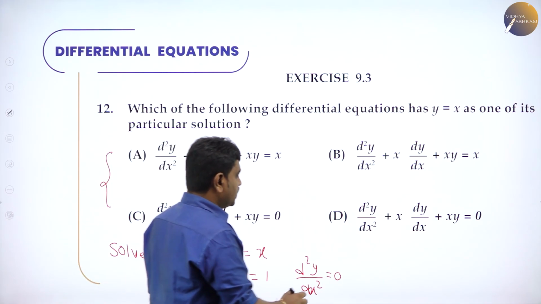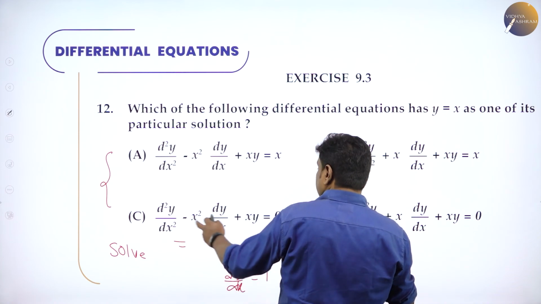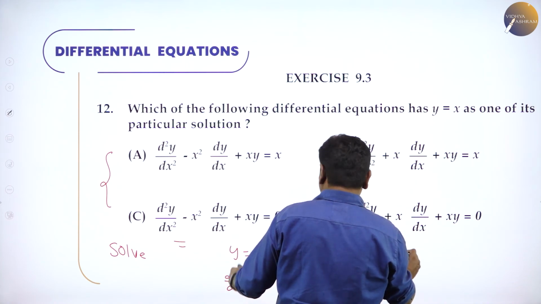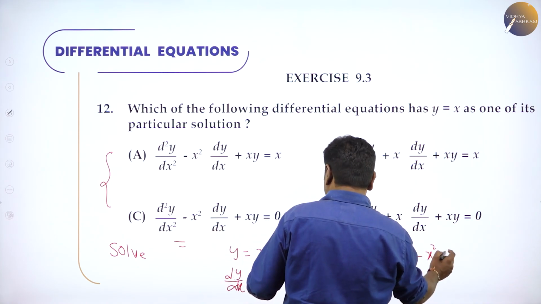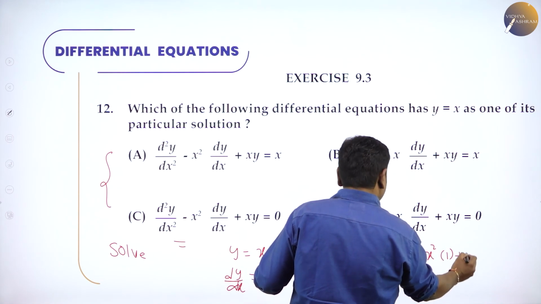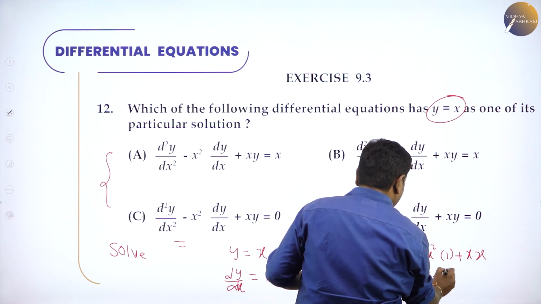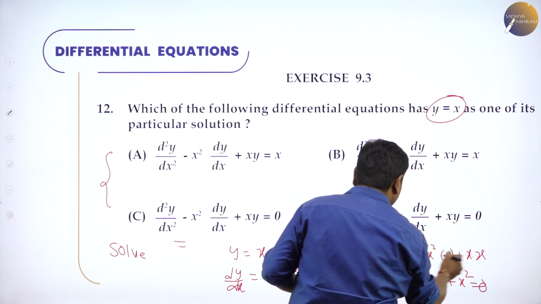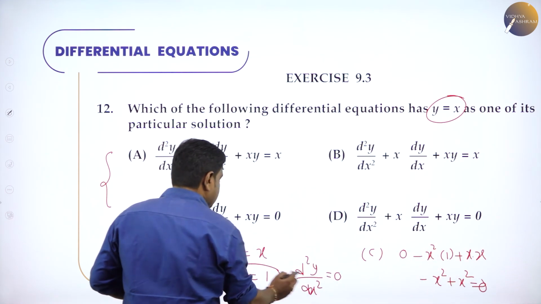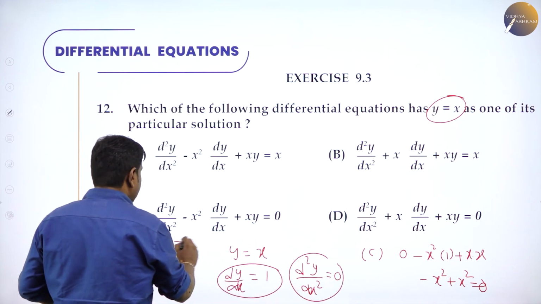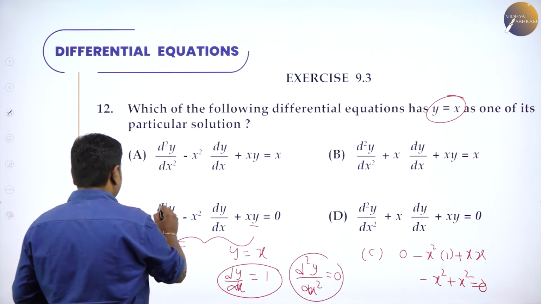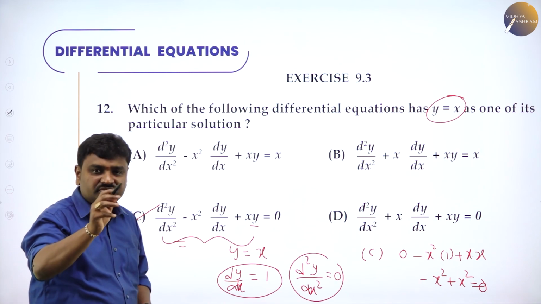I'll take option C and I'll substitute. Option C, what is LHS? d square y by dx square is 0, minus x square into dy by dx, which is 1, plus x into y. Y is the same as x. So minus x square plus x square is equal to 0. By method of substitution, first I got dy by dx, then I got this. I am substituting in LHS and I'll get RHS. So option C is the answer by method of substitution.